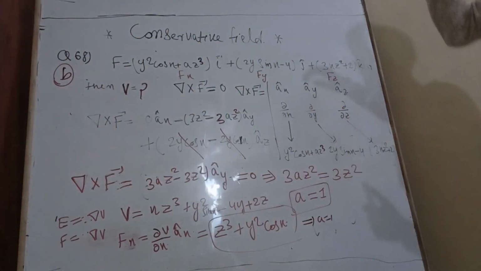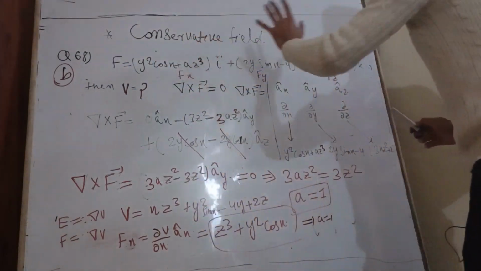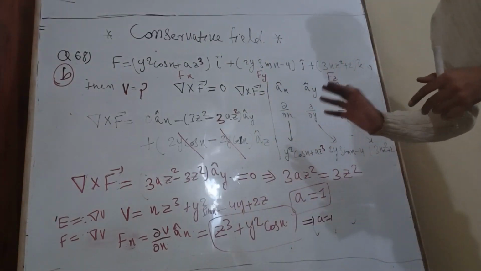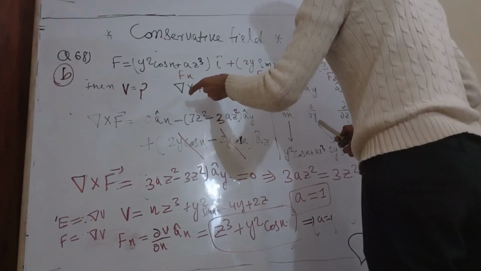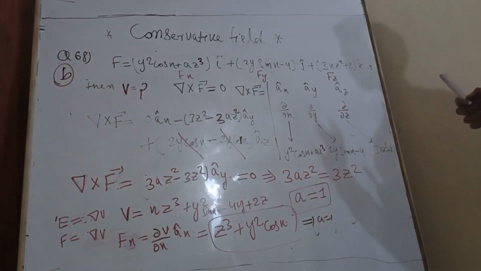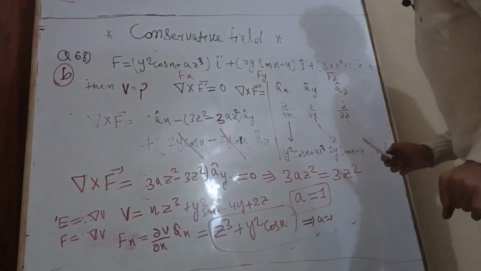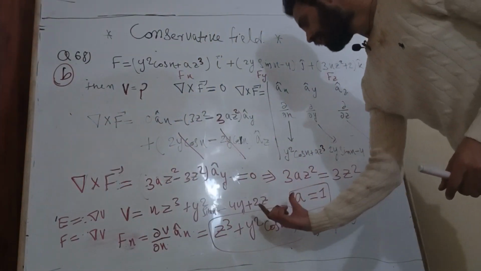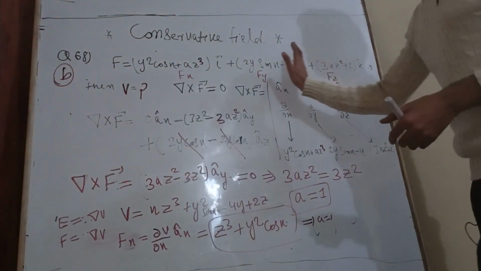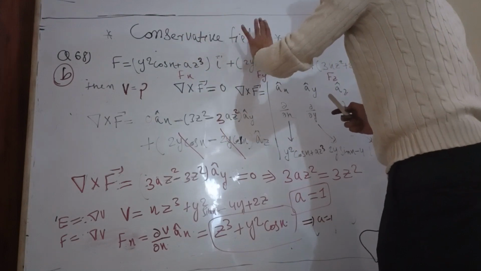So this is all about this question. This is also related to conservative field. Conservative means del cross F is equal to 0, where we have to find the scalar potential. For this we have seen, and hence option B is correct. So we have seen the total concept about conservative field.